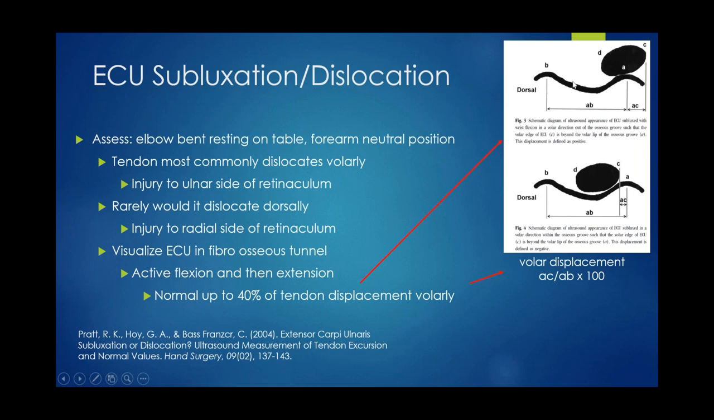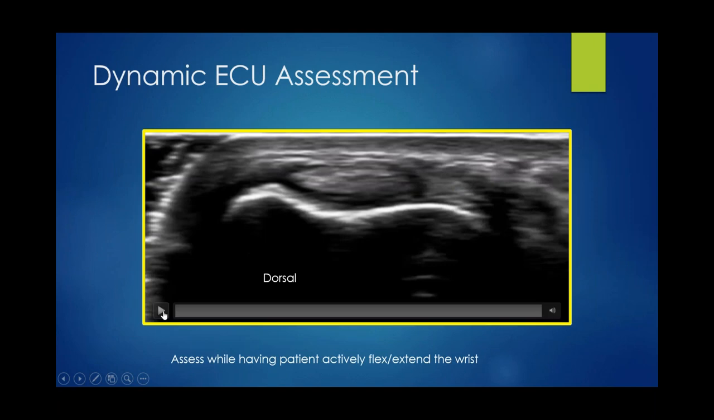You should note that some subluxation or movement of the tendon out of the groove is normal. In fact, the study denotes that up to about 40% of the tendon may, in normal subjects or asymptomatic people, migrate out of the groove. So essentially, you want to see the majority, if not all, of the tendon come out of the groove to call it abnormal. Here's a video displaying how that would look.